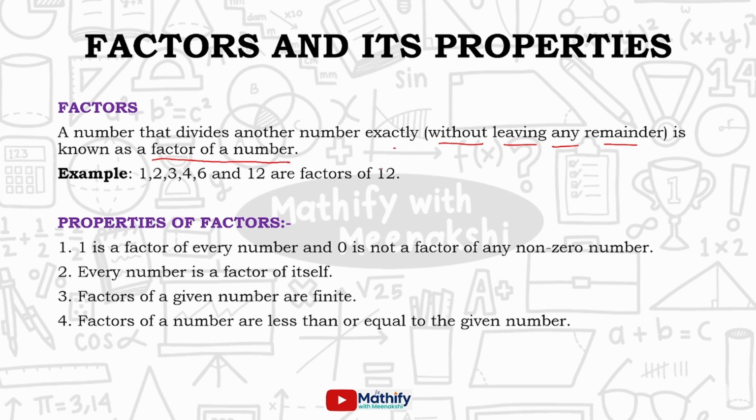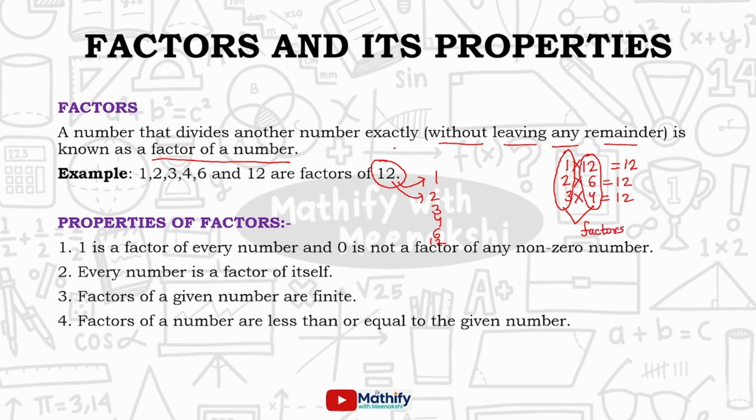Example: when we have to find the factors of 12, you should know which numbers divide 12. 1 divides 12, then 2, then 3, then 4, then 6, and lastly 12. There is one more way to find factors. Just see when we'll get 12: 1 into 12, 2 into 6, 3 into 4. That's it. So these 1, 2, 3, and 12, 6, 4 are all factors of 12.